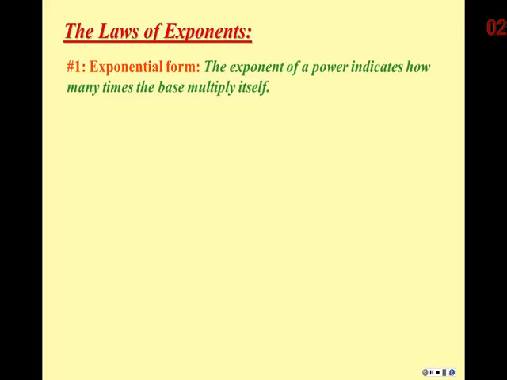Now, let's talk about the laws of exponents, because they have their own laws. Exponential form is when the exponent of a power indicates how many times the base will be multiplied by itself. You don't take the base and multiply it by the exponent. You take the base and you write it down as many times as the exponent indicates, and then you multiply that expression.